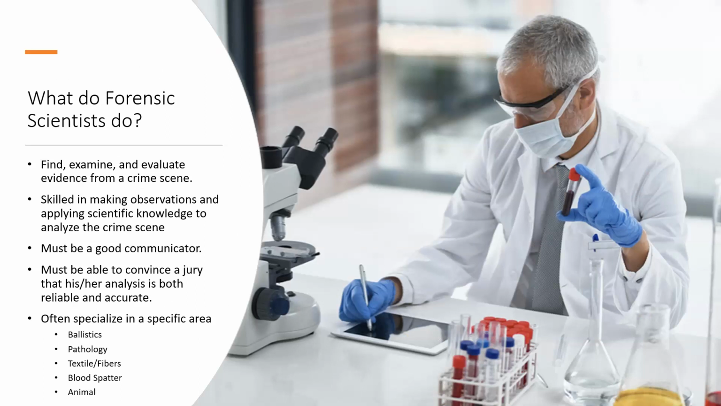So what do forensic scientists do? They find, examine, and evaluate evidence from a crime scene. They are skilled in making those observations. That's what the two videos have been talking about. You have to make quality observations. You have to apply scientific knowledge and scientific constructs to analyze the crime scene and interpret those observations.